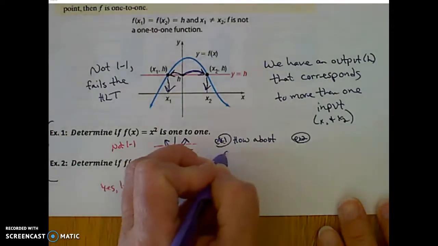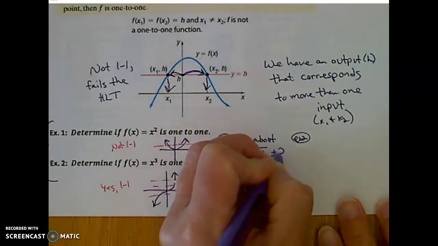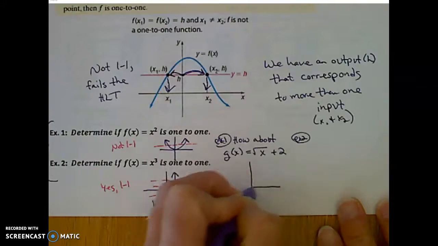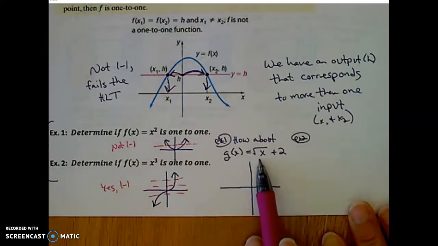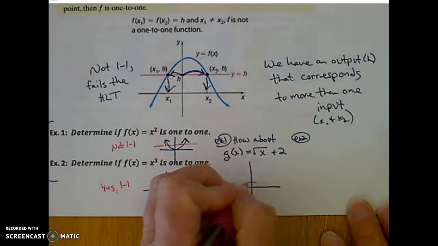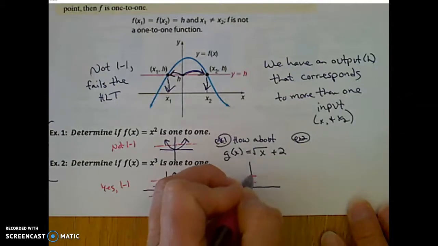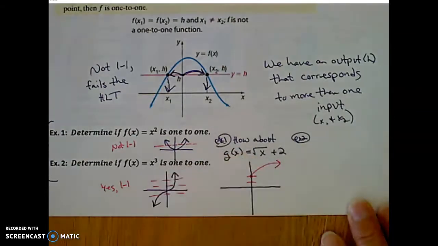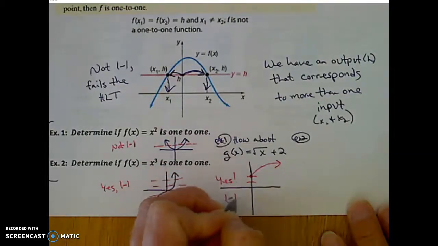Let's try something else. How about g of x is equal to the square root of x plus 2? Graph that and decide if it's a one-to-one function. This is a square root function shifted up 2, and that was a hook. So I go up 2, hook that function. Is that a one-to-one function? Does it pass the horizontal line test? Yes, it does. That is a one-to-one function.